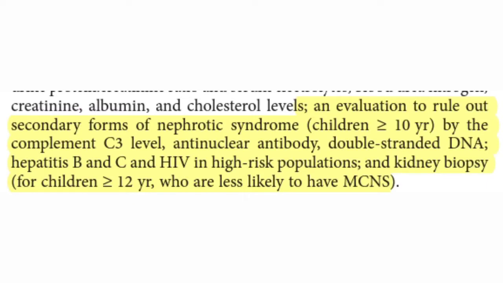An evaluation to rule out secondary forms of nephrotic syndrome in children more than 10 years is done by the complement C3 level. So if you want to rule out the secondary form of nephrotic syndrome, the workup is complement level, ANA, anti-dsDNA, HBV, HCV, HIV in high-risk populations, and kidney biopsy for children more than 12 years who are less likely to have minimal change disease.